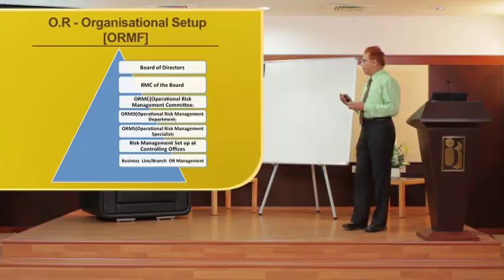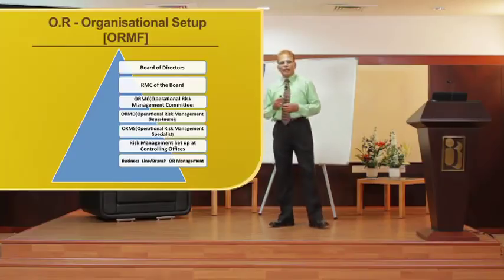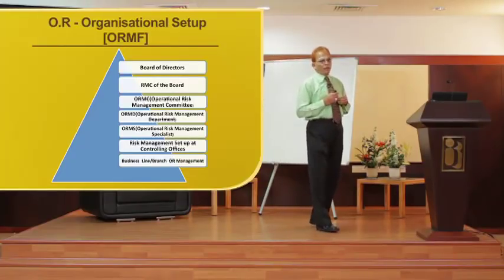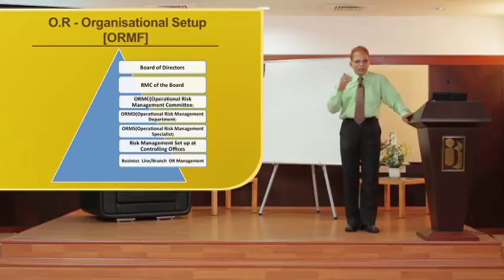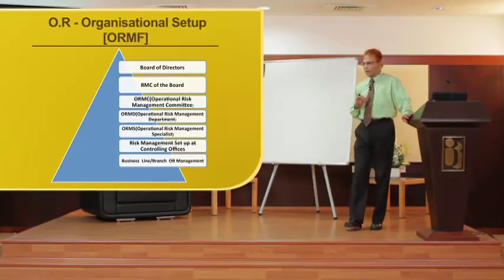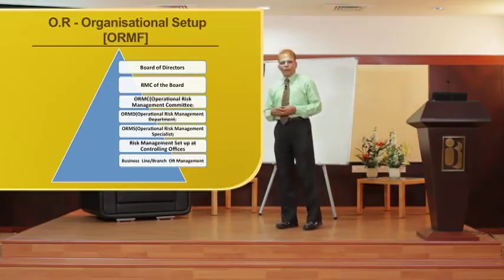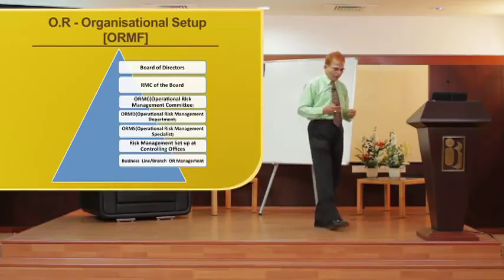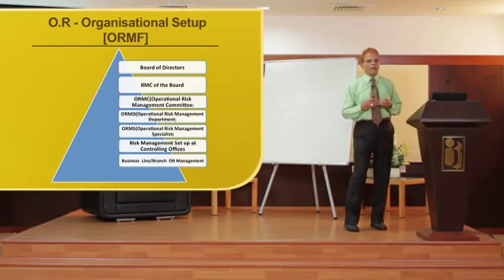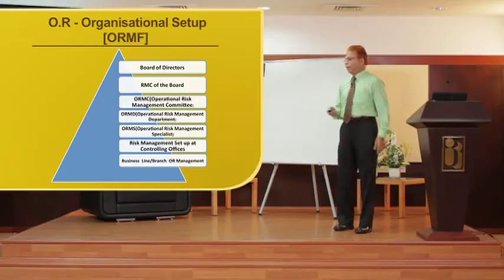And when you have a large, widely spread out network, we need to have risk management set up even at the controlling offices, because operational risk is something which needs to be managed right from the grassroots level. So it's very necessary that somebody very close to the operations monitors your operational risk. And again at the branch level also, wherever you have the business line. So that is the first line of defense. The business people are the first line of defense against any operational risk events. So they need to be involved.